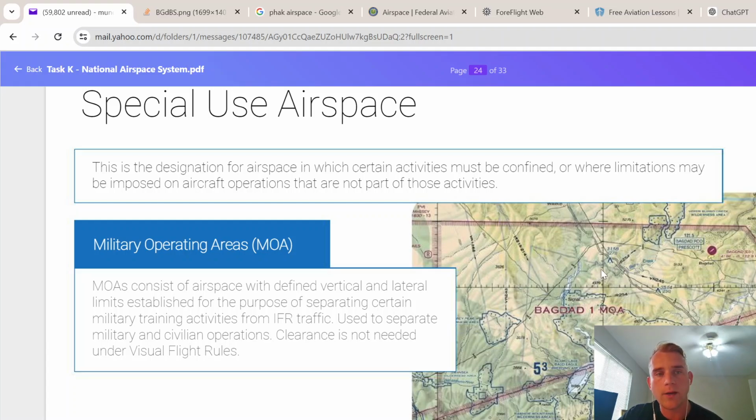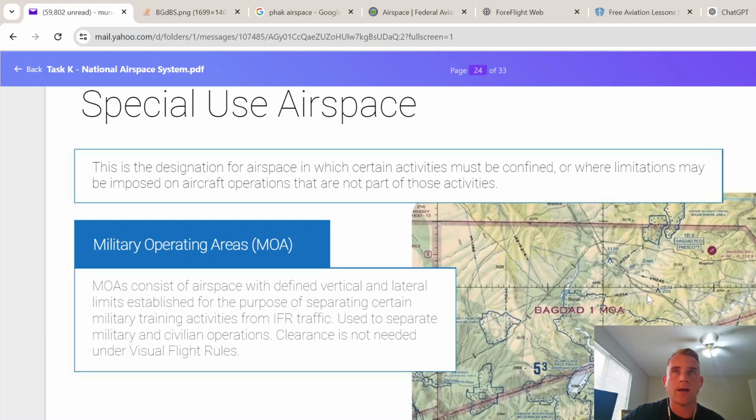Can you enter into an MOA without permission? Yes. Is that a good idea? Probably not. Can you let someone know that you're going to be flying through it? Yes, you can. Who is that going to be? Don't know. Check on the back of the sectional chart.